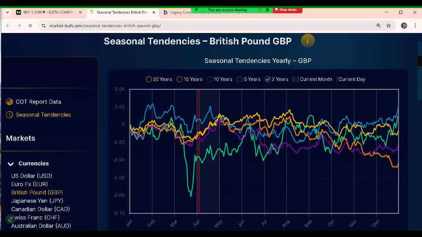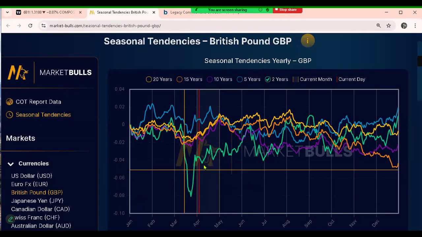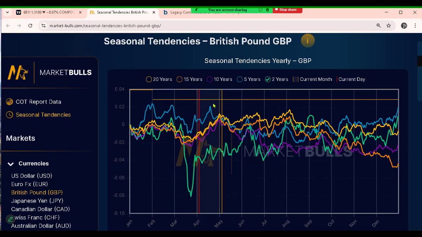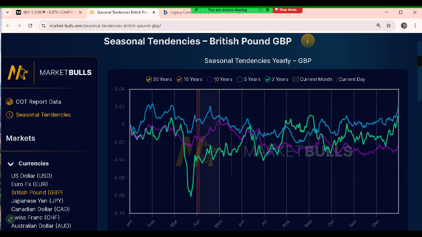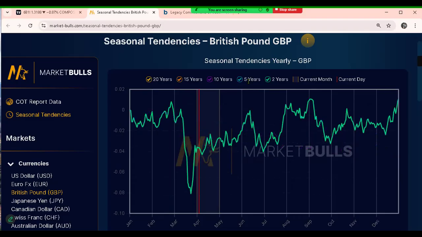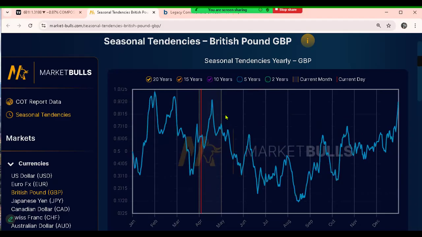And in this case, you can see this is the British pound. And here we are looking at the seasonality of different years. If I look back 2 years, seasonality is showing us that price can drop a little bit before pushing higher. This month of April, this is according to 2 years. Now, if we look at the 5 years here, price is supposed to drop and rally.